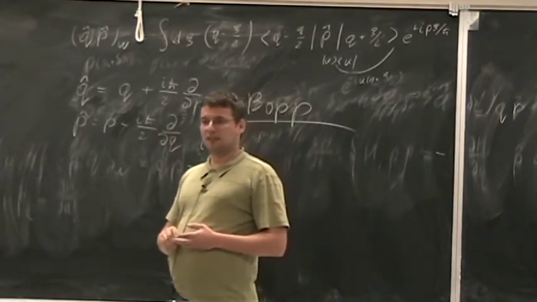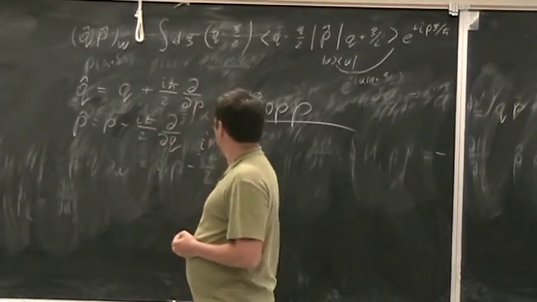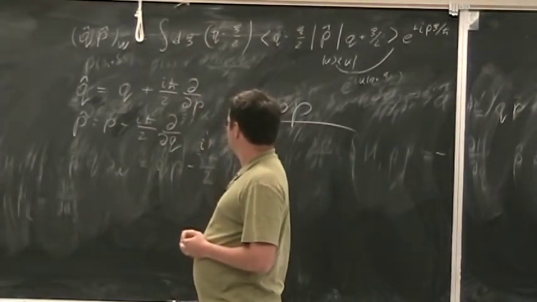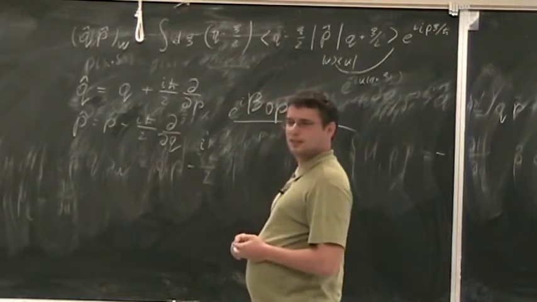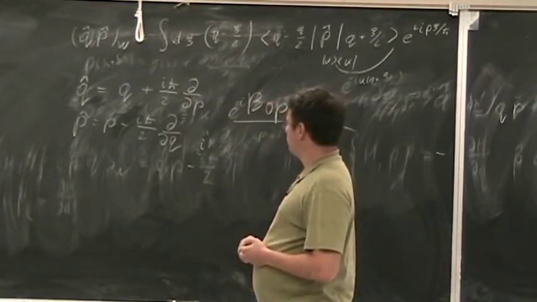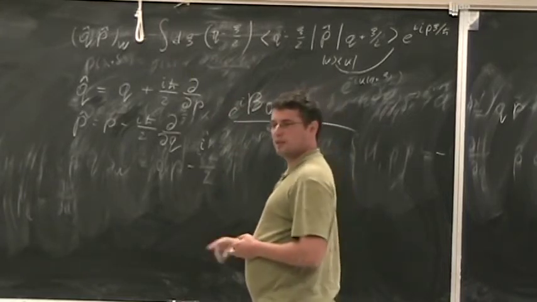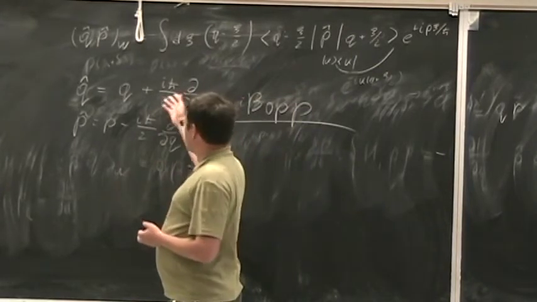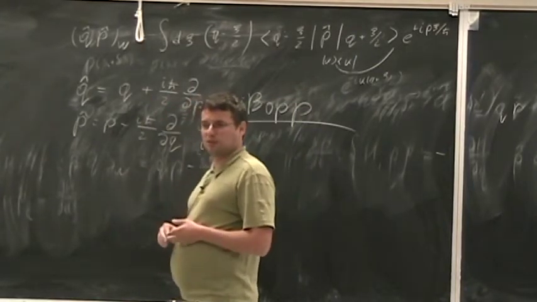Presumably it should be defined with halves, so the Q operator is q half plus i h bar over 2 root d by dp. What is q half? One half q. No, one half q. Well, because in the classical limit I want just my Q to be q.